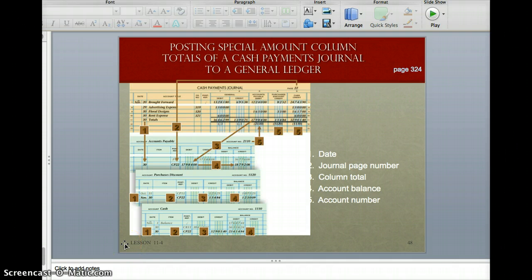We just posted from our special journals to the general ledger, and our special journals, remember, have these column headings, and those are what we need to post to.